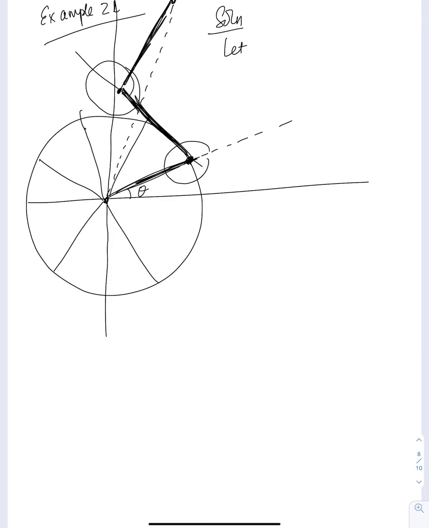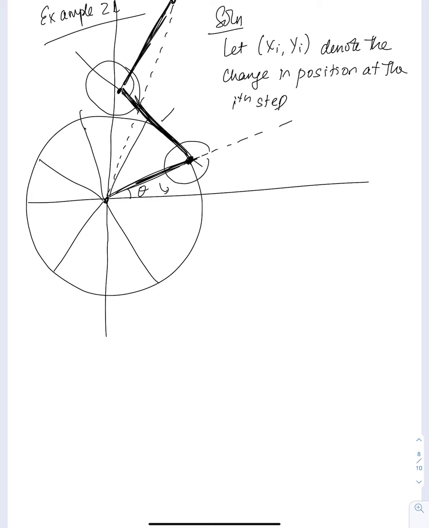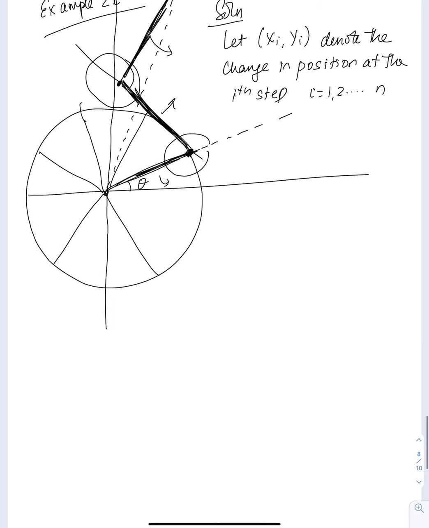So you let xi, yi denote the change in position in the ith step. Okay, so this was the first step, that's the second step, that's the third step, and so on. And we want to find the expected value of the square of the distance from the initial position to where you end up after the nth step.